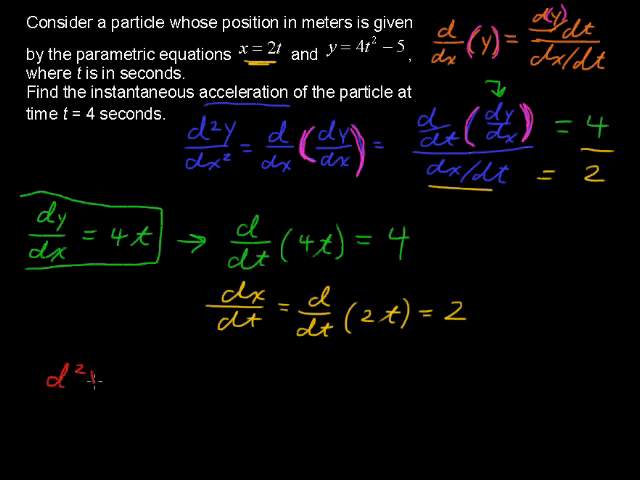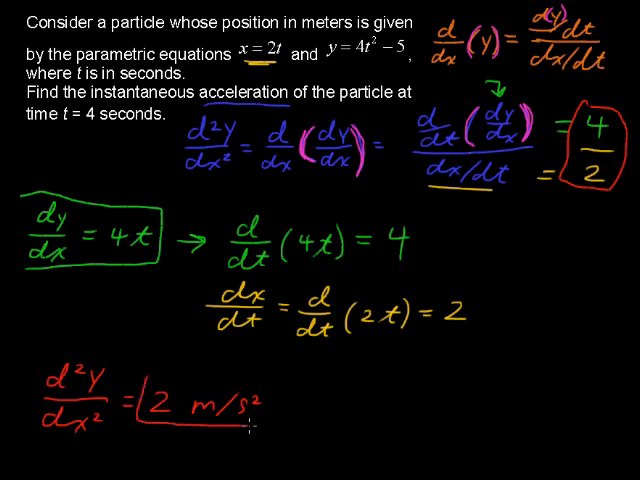that is the instantaneous acceleration, the rate of acceleration. The second derivative equals 4 over 2, or just 2. I've just simplified this. So 2. Let's put a label on that: 2 meters per second squared.